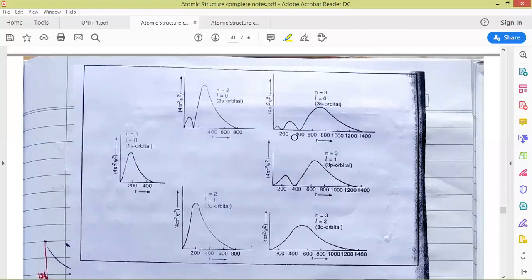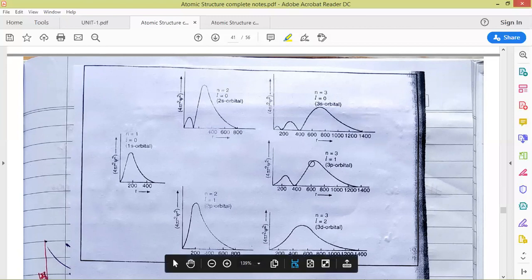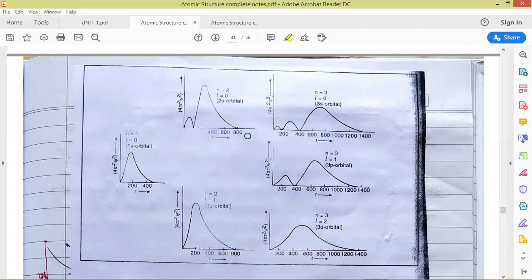So the curves have been plotted over this particular distance, and if we compare 2s with 3s, here it is from 0 to 800 and here it is from 0 to 1400. With the increase in the value of n, the distance of the probability region around the nucleus is increasing. That means the size of the orbit for n equal to 2 is smaller in comparison to the size of the orbit for n equal to 3.